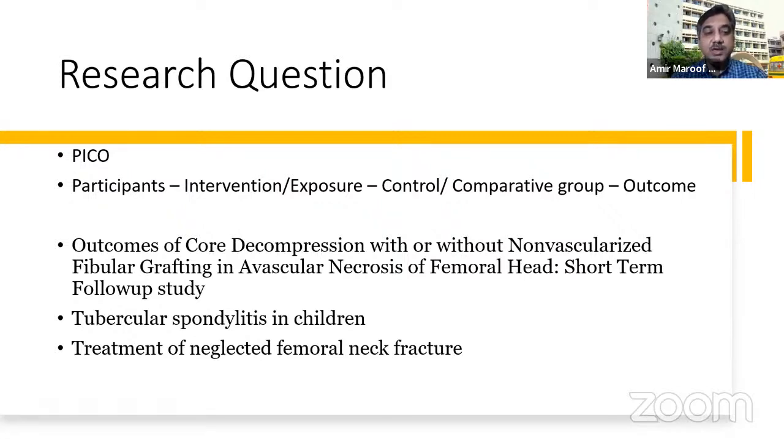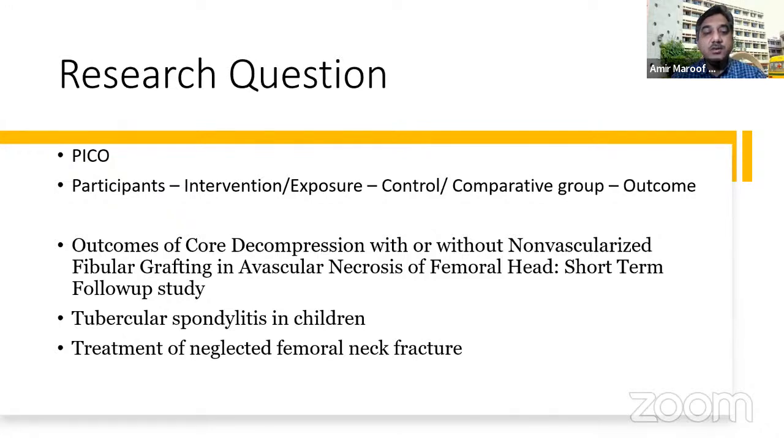Now, second example, if you see: tubercular spondylitis in children. Now, this sentence that you are seeing, can you identify participants? Can you identify intervention? Can you identify comparator group? Can you identify the outcome? So it is difficult. We are not identifying these things. What we are identifying is only the participants, that is children, and the outcome, that is tubercular spondylitis. So this also is correct.